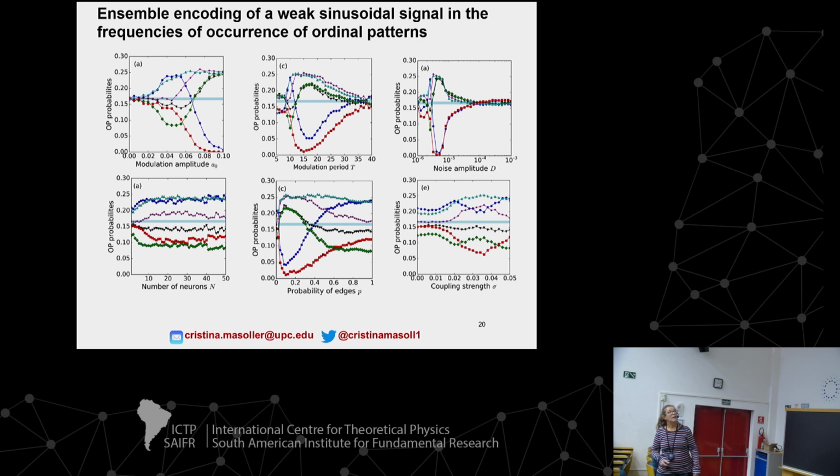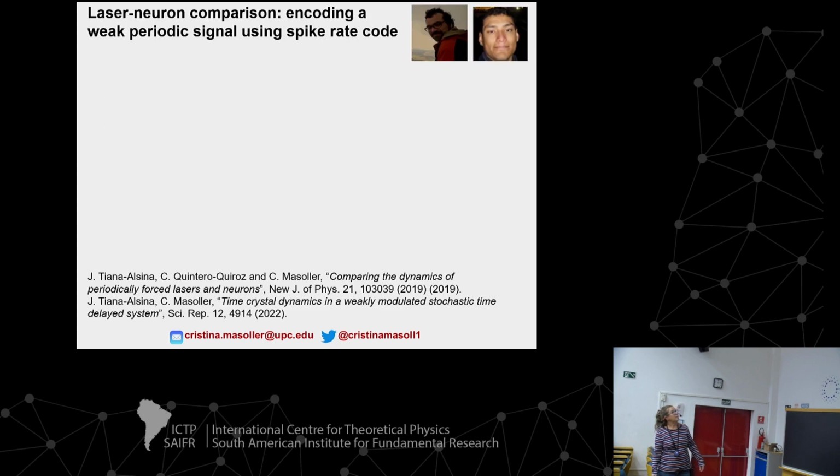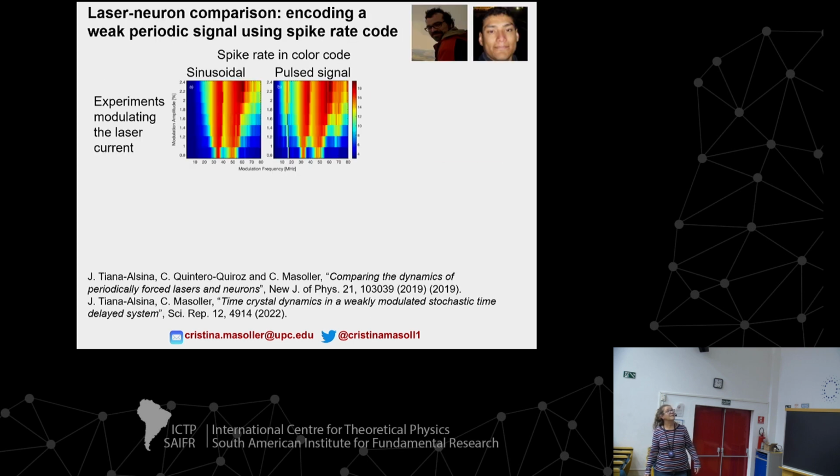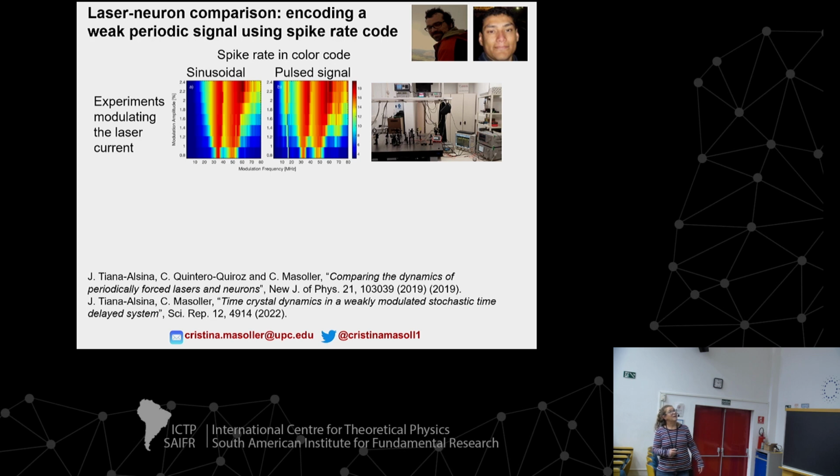So now the question is, how can we recover from the probabilities the values of the period, the amplitude of the signal, and if we can use this for a periodic signal, signals of other forms, etc. Okay, so can we compare lasers and neurons? These are simulations and experimental work done by Jordi Tian and Carlos Quintero.